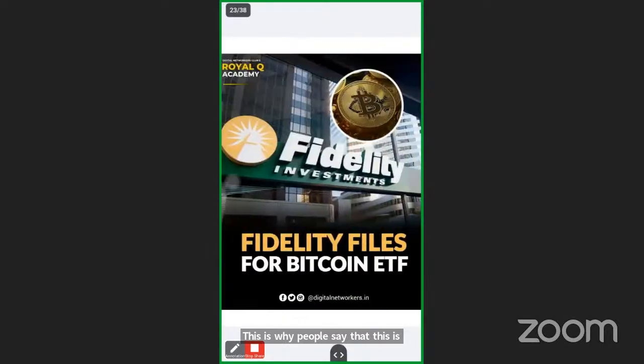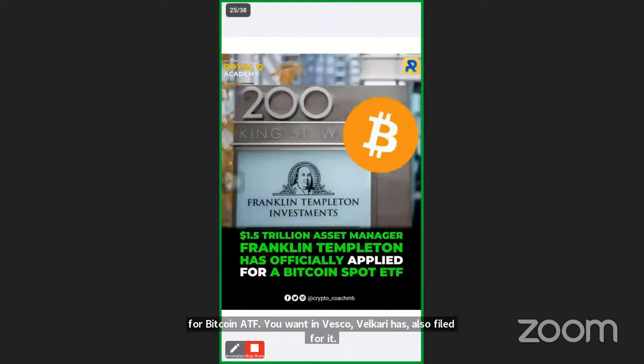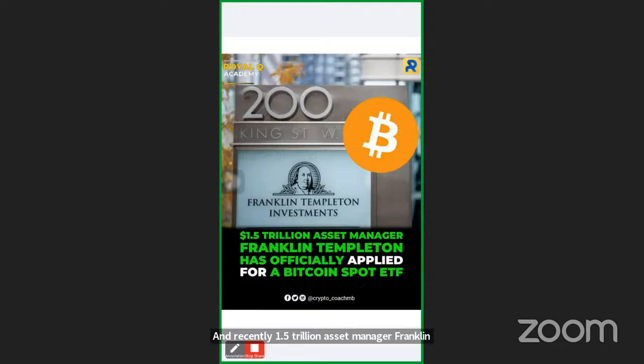Not only BlackRock, but following them, almost all the biggest investment firms and asset management firms like Fidelity have also filed for a Bitcoin ETF. Even Invesco and Valkyrie have also filed for it. And recently, the 1.5 trillion asset manager Franklin Templeton has also officially applied for a Bitcoin spot ETF. So why are these huge investment firms interested in Bitcoin? Because they realize and understand the power of Bitcoin. They now agree that the US dollar or local currency is losing its value every year, but Bitcoin is free from inflation.